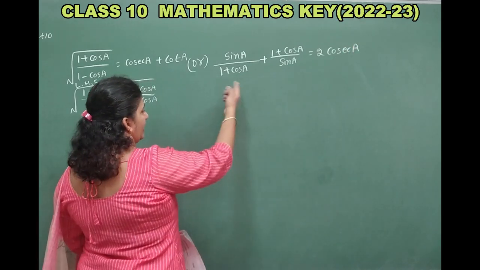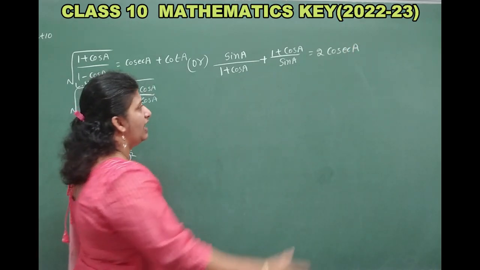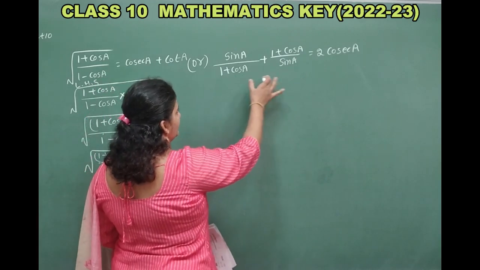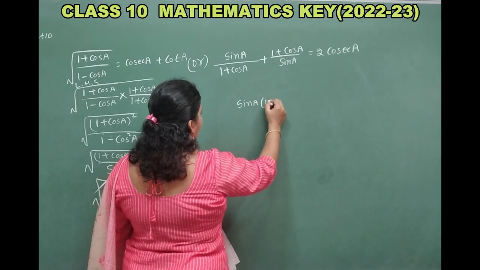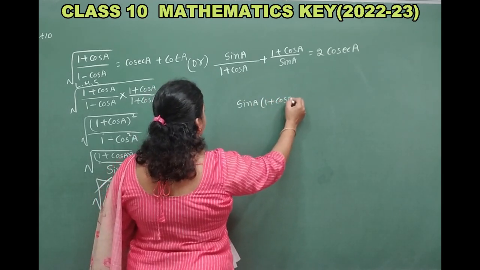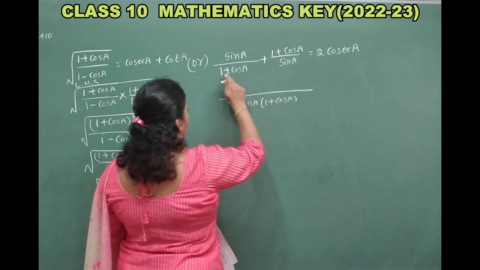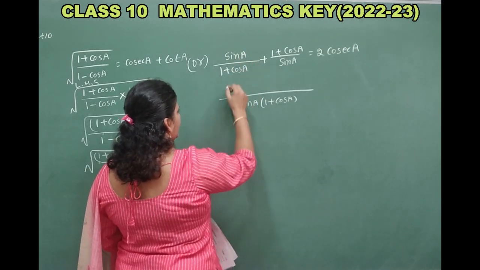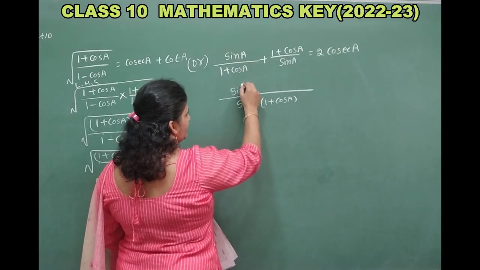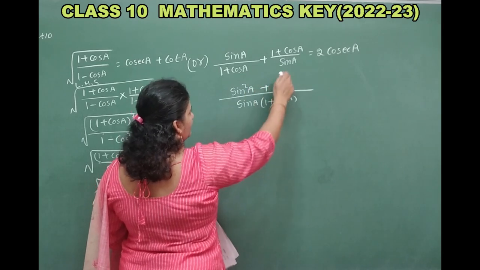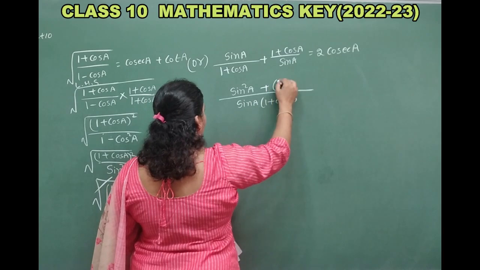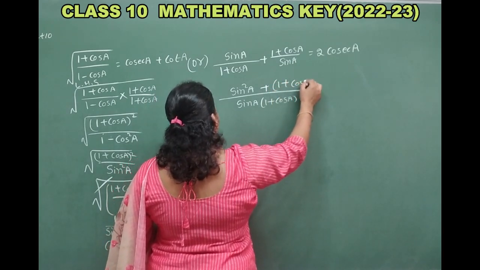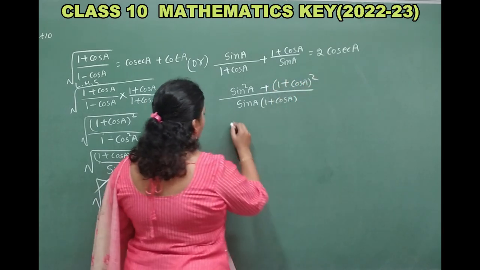Right? So again consider LHS and just directly I am doing LCM here. Do the LCM for LHS. Sin A into 1 plus cos A. And here numerator multiply sin A. Sin A into sin A is sin square A. And here again sin A there, 1 plus cos A multiply for the numerator. That will be 1 plus cos A whole square.